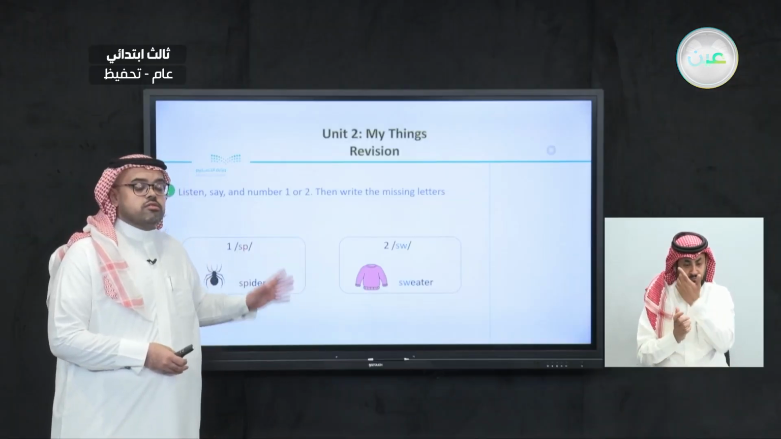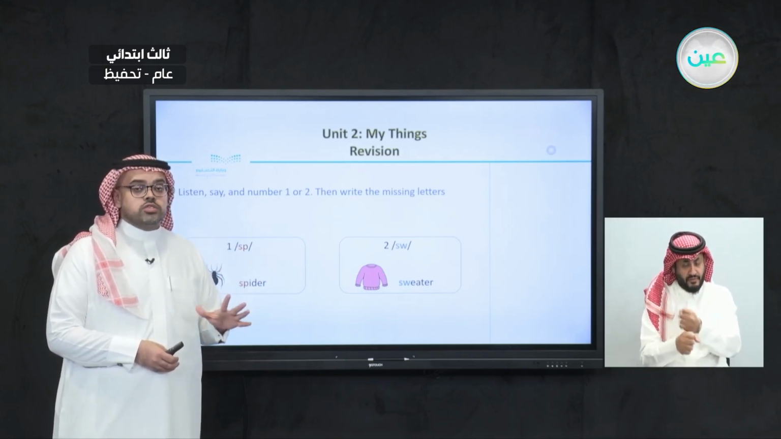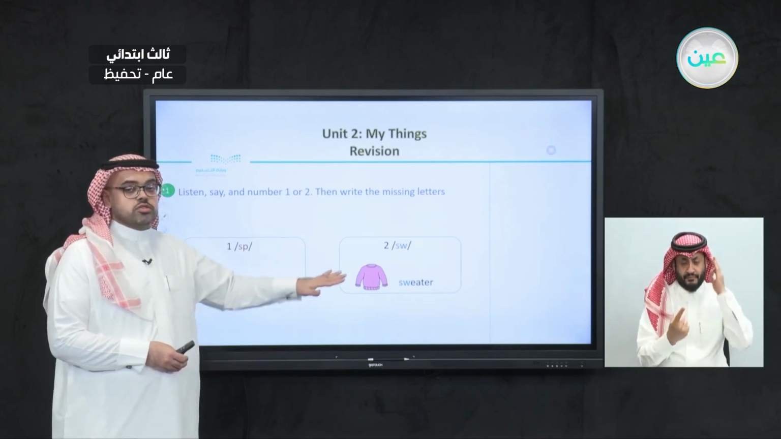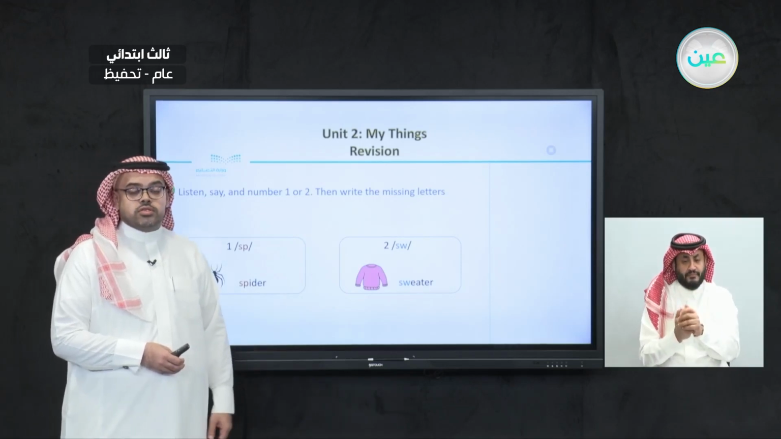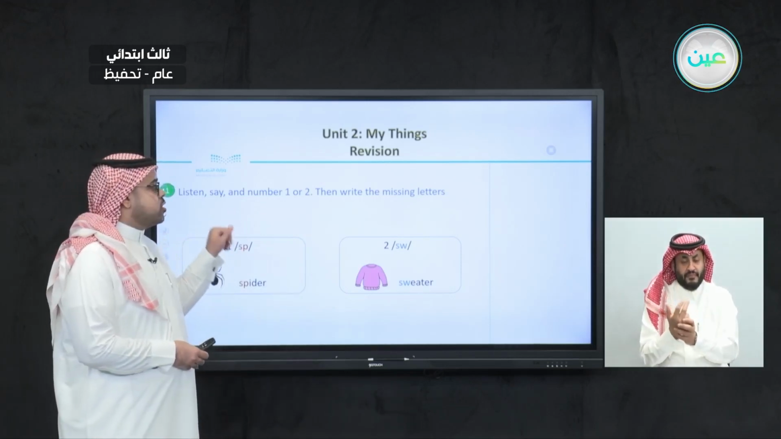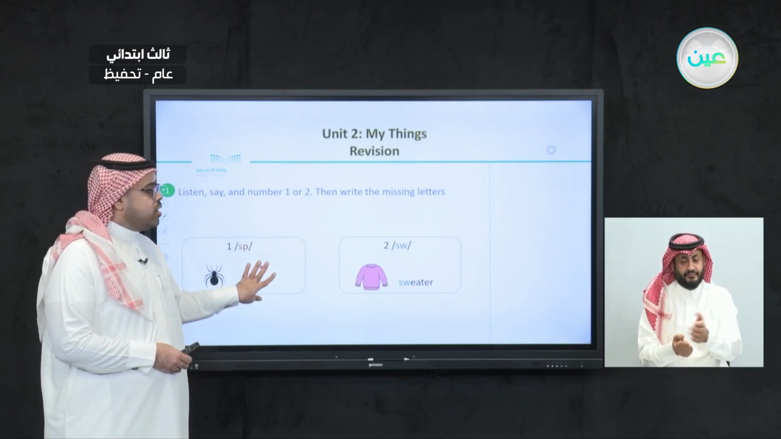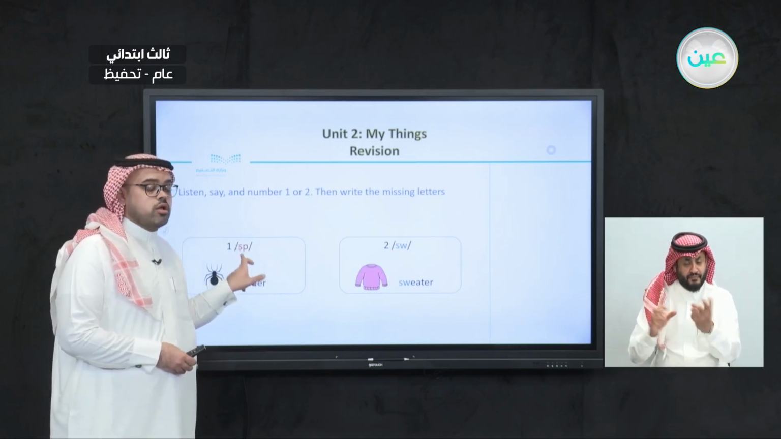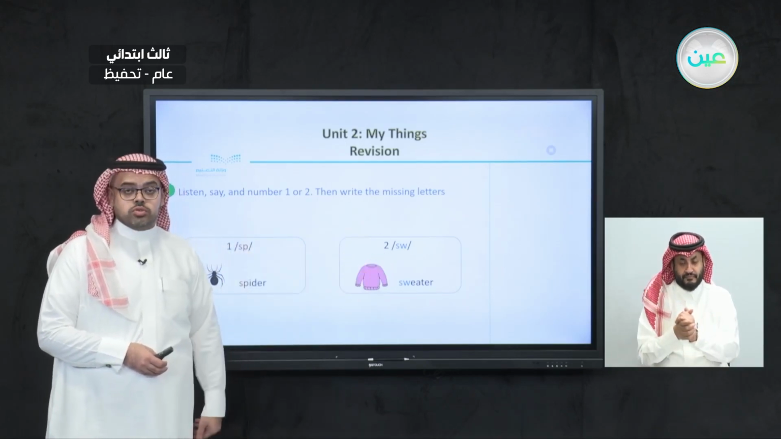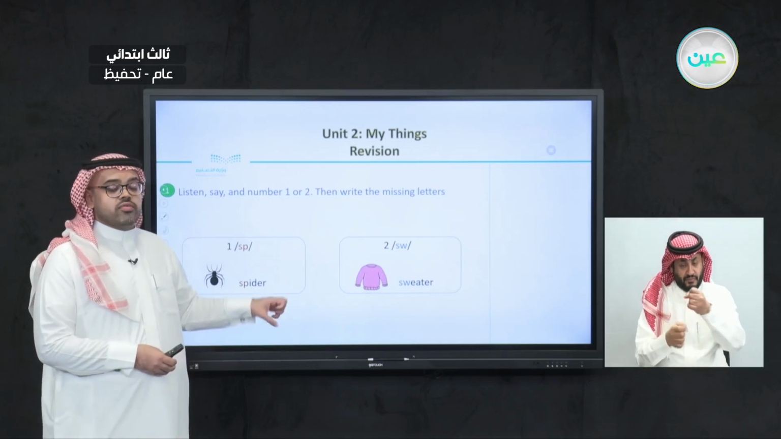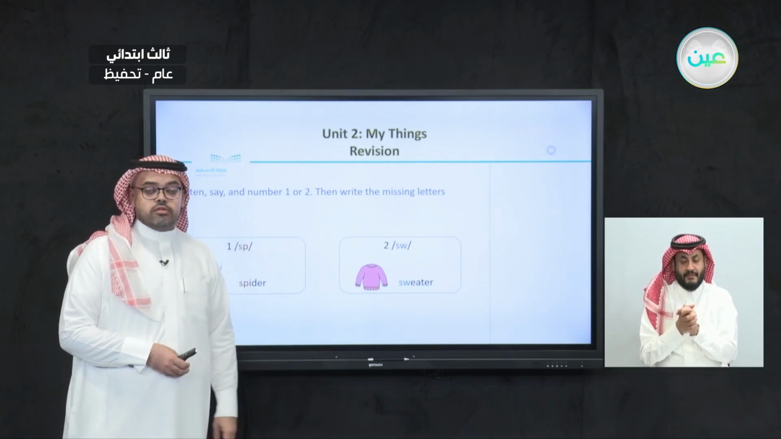And in this exercise, we have 4 important things to do. The first one is we're going to listen first to these words, and after we listen, we're going to say them after the teacher. And after we say them, we're going to decide whether these words belong to the first sound, and we number them as number 1, or if they belong to the second sound, and we number them as number 2. And after we finish all of these, we write down the missing letters to complete these words.